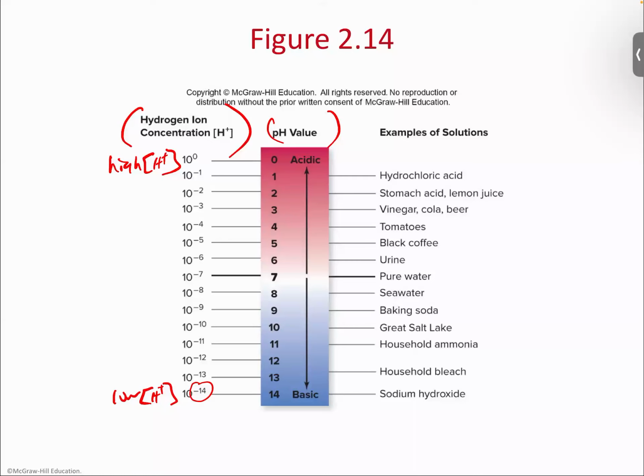Pure water, we already talked about that one. That comes in right around 7. Seawater is a little on the alkaline side because of some of the salts that are in there. Baking soda, that gets to the Great Salt Lake. They don't call it the alkali flats for no reason.